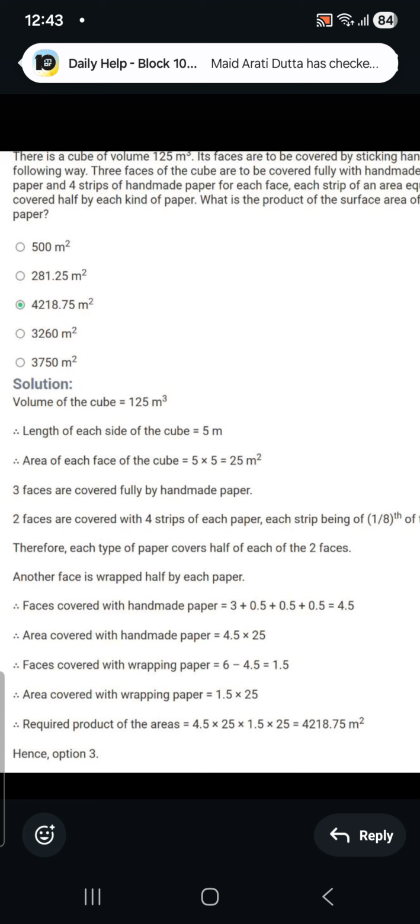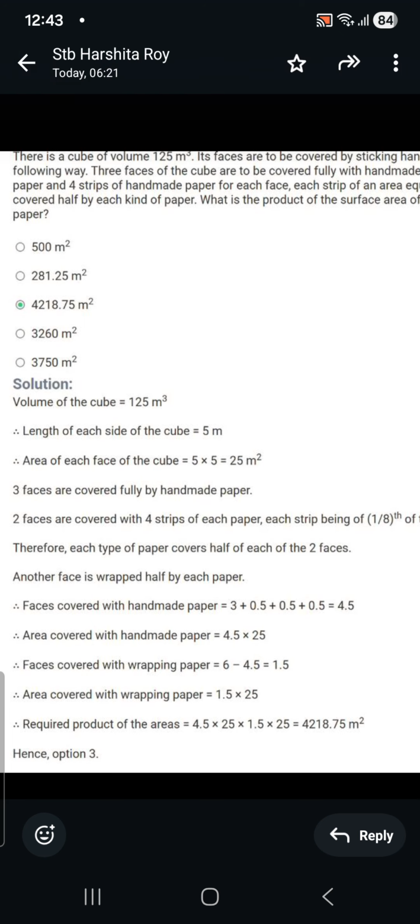So the product of the areas covered by the two papers will be 4.5 into 25 into 1.5 into 25. Okay, product of the areas. Just go through this sum once more, because they have just unnecessarily complicated it to confuse us.